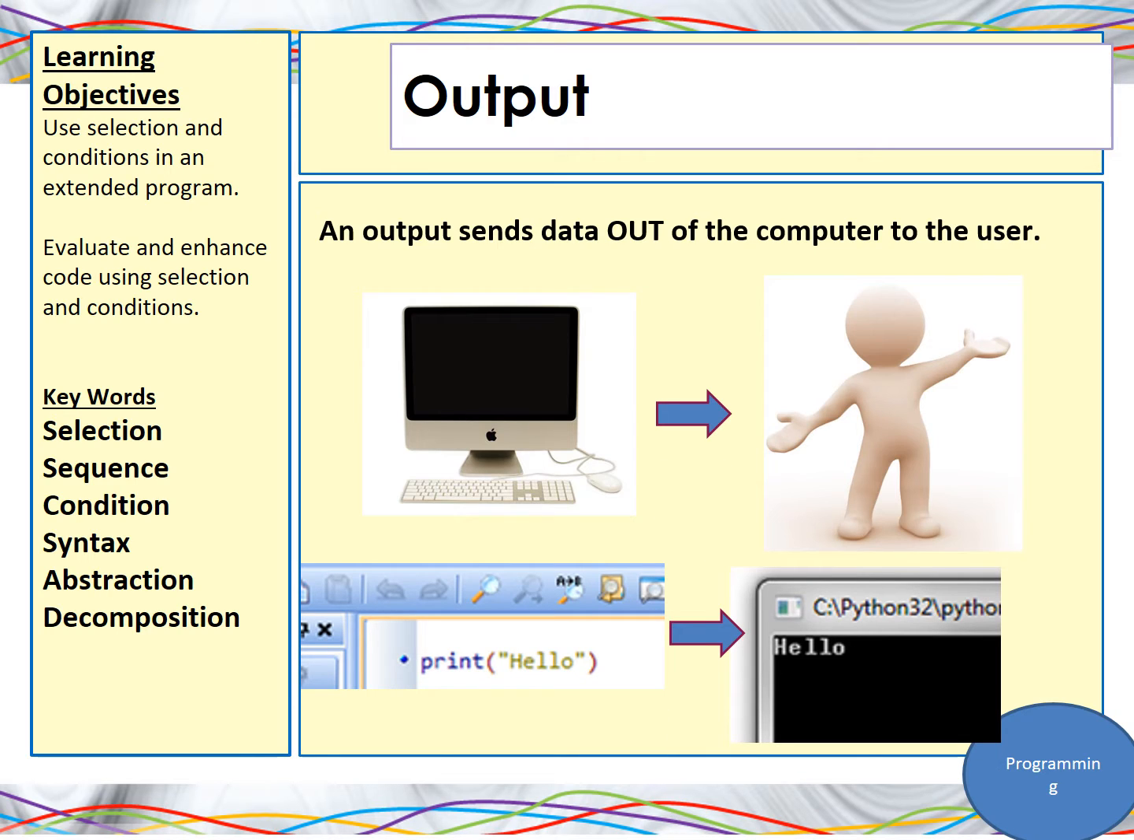One of our first keywords that we need to learn is output. Now output sends data out of the computer. This might be through a screen. We can see it. When we're using Python, when we print something, that's an output.